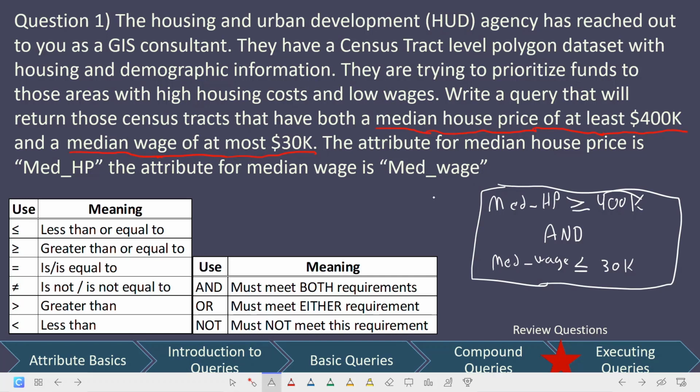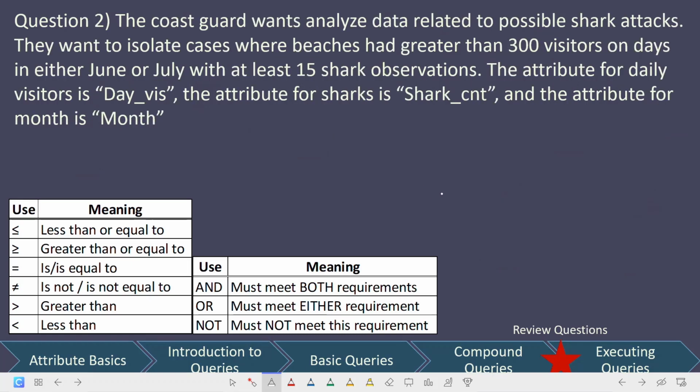All right, let's go through another review question. So this time we're working for the Coast Guard, and we want to analyze data related to shark attacks. In this case, we want beaches that have greater than 300 visitors on days in either June or July with at least 15 shark observations. The attribute for daily visitors is day viz, the attribute for sharks is shark count, and the attribute for month is month. And I'm going to warn you, there's actually going to be 4 queries built into this. So go ahead, give it a shot, and then we'll come back together to try to figure out the answer.